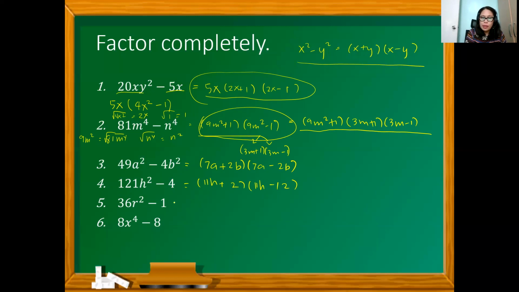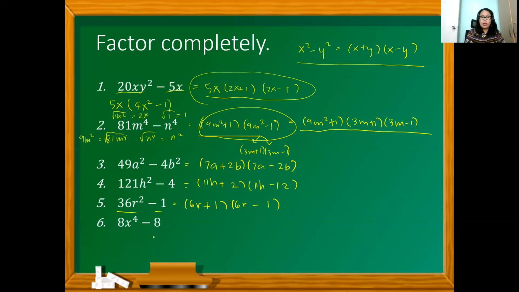Likewise here, both terms here are perfect square expressions. So we just have to extract the square root of 36r squared. So that's 6r. And then 6r also here. Square root of 1 is 1. Square root of 1 is 1. This is addition. This must be subtraction.